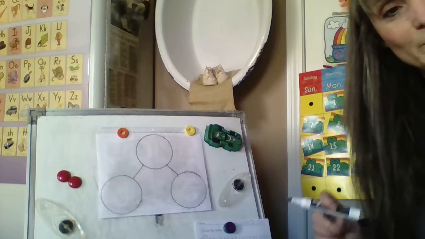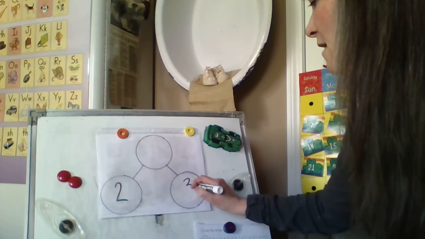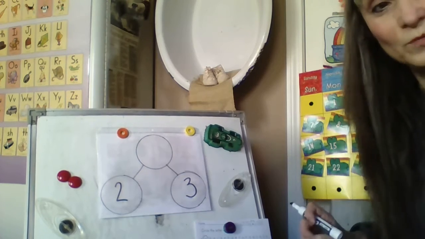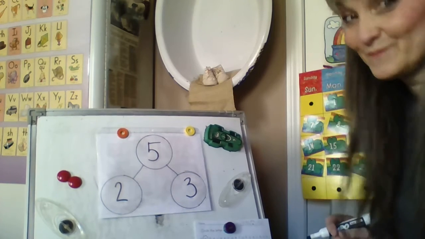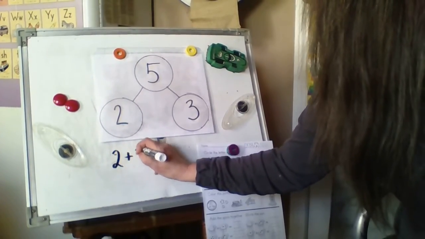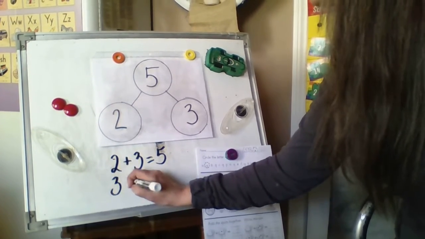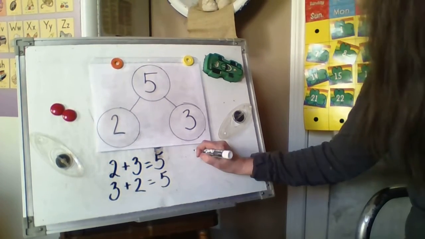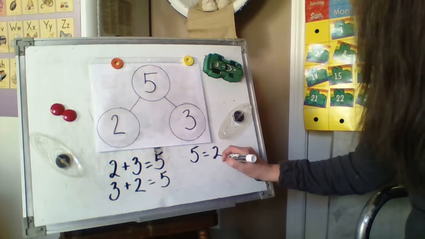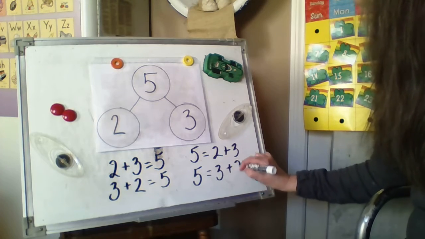3 apples and 2 bananas. So, 3 and 2 are the parts. What's the whole? Would you say 5? And what equation would you write? 2 plus 3 equals 5. Or 3 plus 2 equals 5. Or 5 equals 2 plus 3. Or 5 equals 3 plus 2.